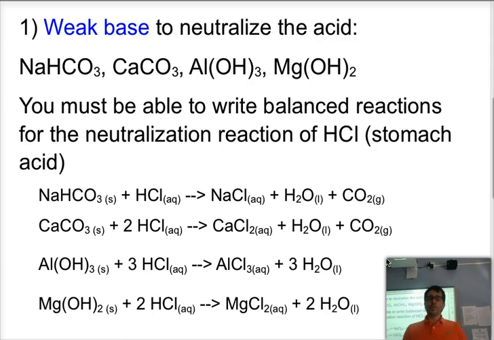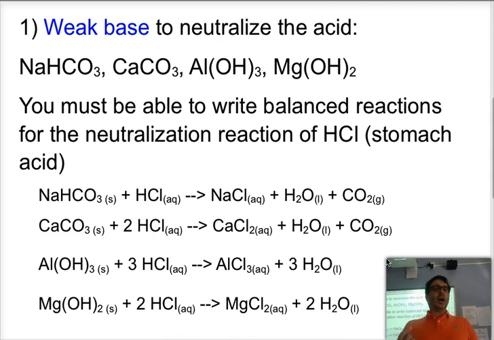The reason why we use a weak base rather than a strong base to neutralize the acid is that strong bases can also hurt tissues, and so we don't want any base that will act as a strong base. So we can use hydrogen carbonate, in this particular case sodium hydrogen carbonate, or calcium carbonate, 2 weak bases. And then we can use aluminum hydroxide or magnesium hydroxide as well, which are weak bases.